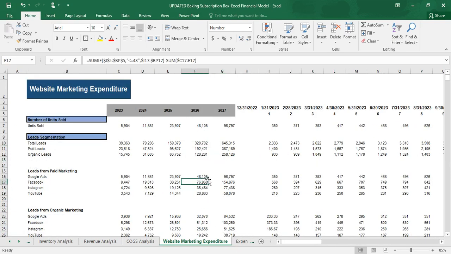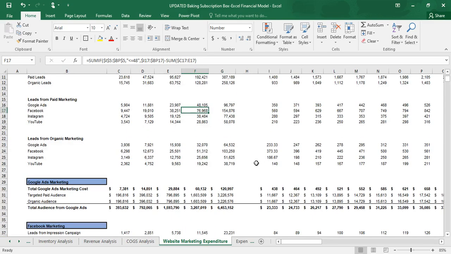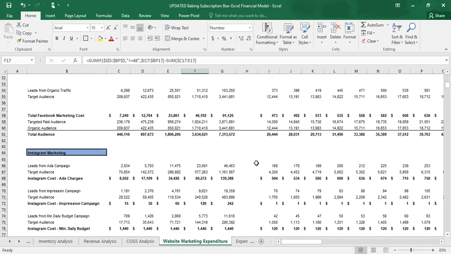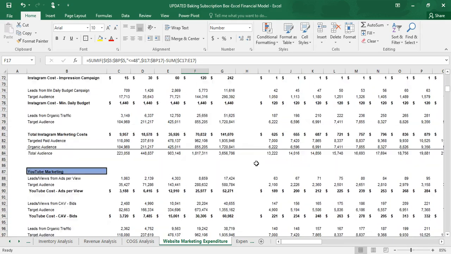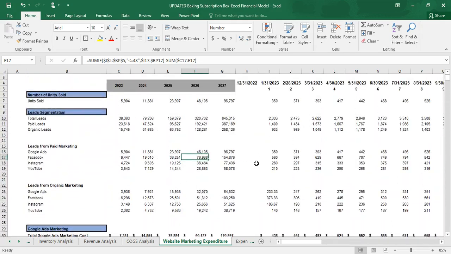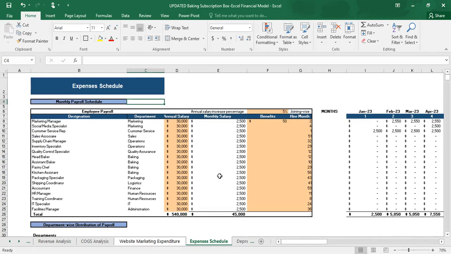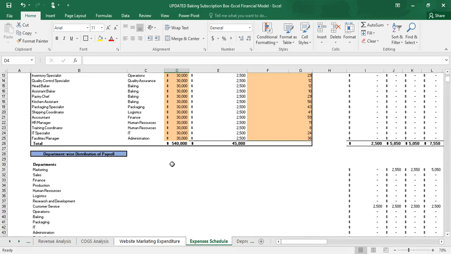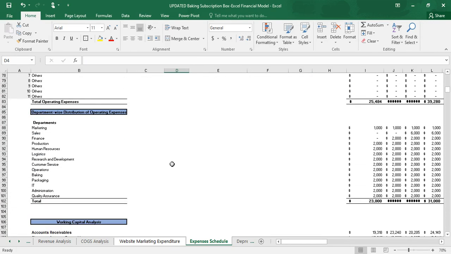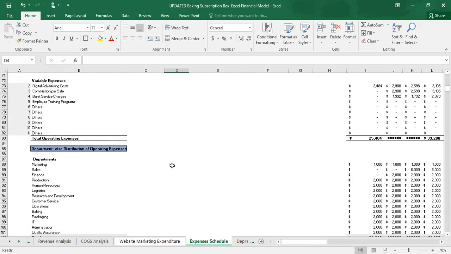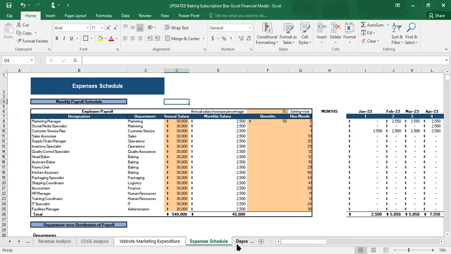Then in the website marketing expenditure, we have calculated the total digital marketing expenditure, or you can say the total marketing budget for this business. This is important because this business is an online business. In the expenses schedule sheet, we have included all the important operating expenses of the business. This includes payroll, your fixed and variable operating expenses, and your working capital analysis that includes the accounts receivable and accounts payable, as well as inventory.